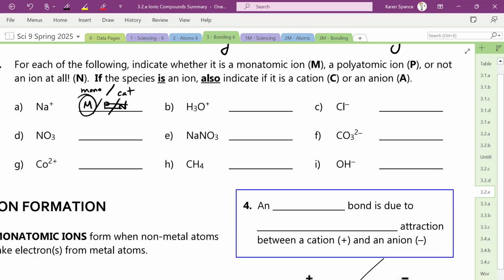So there are two molecules. It doesn't have a charge. So is it an ion? It's not an ion. If there's no charge, it's not an ion. Folks, if there's no charge, it's not an ion. Okay? No charge. Yeah, exactly. That's an ion. Okay.